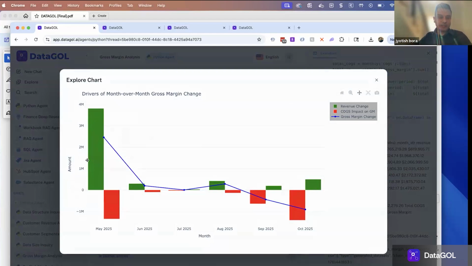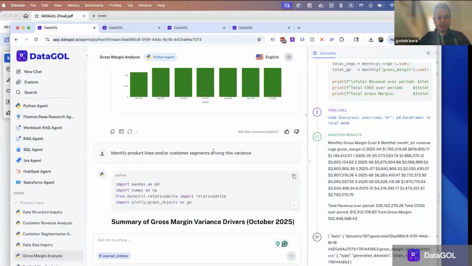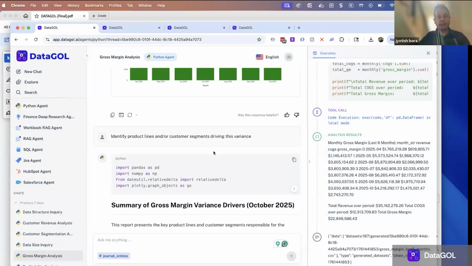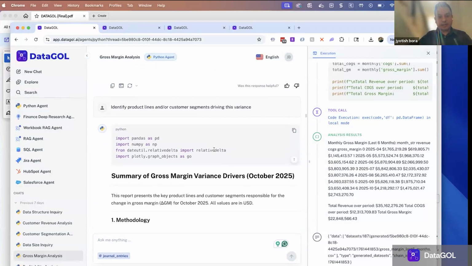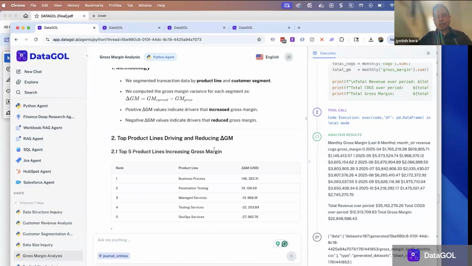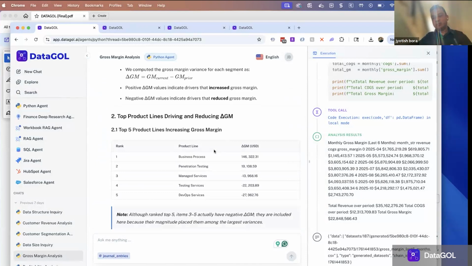Here you can see the revenue is high in May, but you can see these spikes for COGS, meaning in October and May, the cost of producing the software or the product actually went high. So you probably want to dig deeper into these spikes. Your next question you can ask is, can you identify the product lines or the customer segments driving this variance? Now it's going and drilling down into a more granular level.